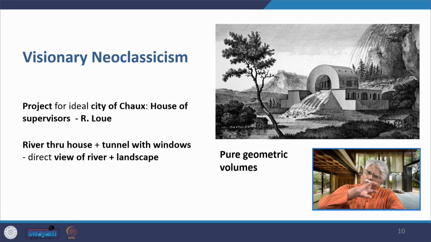These buildings, which were pure geometrical forms, are so similar in idea and concept to the pure geometrical forms that we see today in our buildings. This is a project that he envisioned. It was never built. He envisioned it as an ideal city of Chaux, where the house of the supervisors was made over the river Loue, and in this house the river flows from within the house through a tunnel. There are windows which are looking out towards the landscape. There are windows inside the tunnel looking at the water that is flowing through this pure geometrical form.